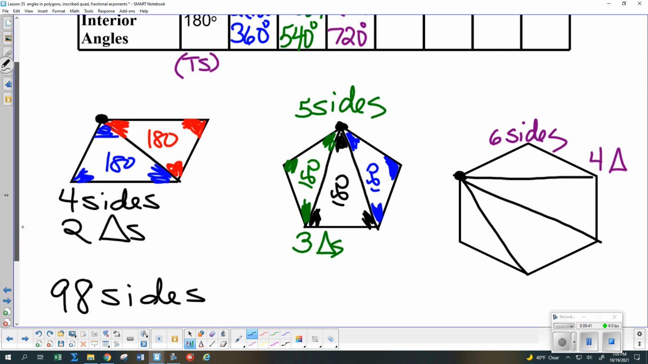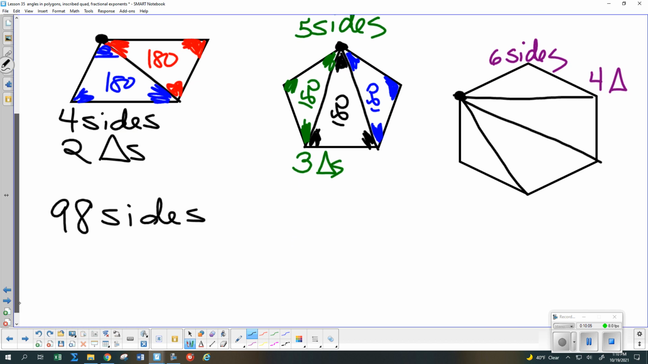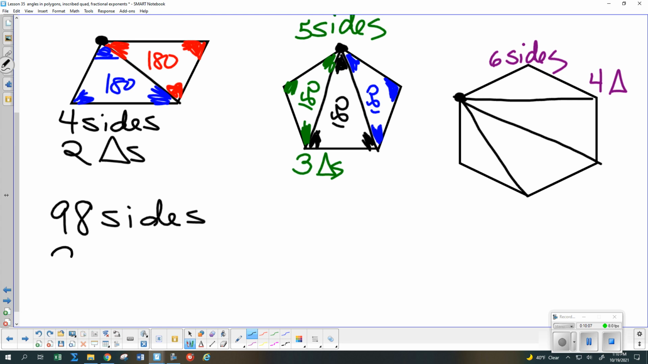So let's see if we can think of another way that also works for looking at the pattern. Is there a relationship between how many sides and how many triangles? Sir? What do you guys think? If you have 5 sides, 3 triangles, 6 sides, 6 minus 2, you have 4 triangles. So if I have 98 sides, how many triangles? So that would have to be whatever 96 times 180 would be.